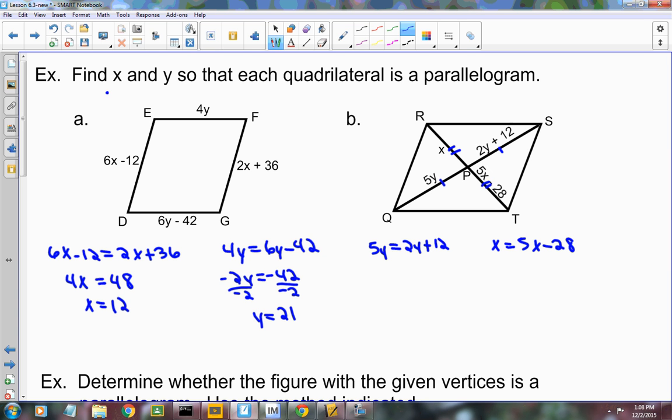Alright, so I'm going to subtract 2y from both sides. That gives me 3y equals 12. So y is 4. And then I'm going to subtract 5x from both sides. That gives me negative 4x equals a negative 28. And so x is 7. So if y is 4 and x is 7, again, we have ourselves a parallelogram. Okay, because the diagonals bisect each other.